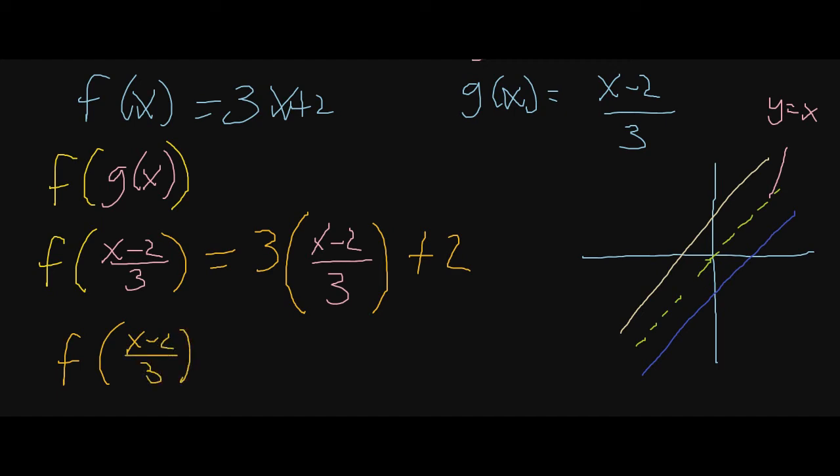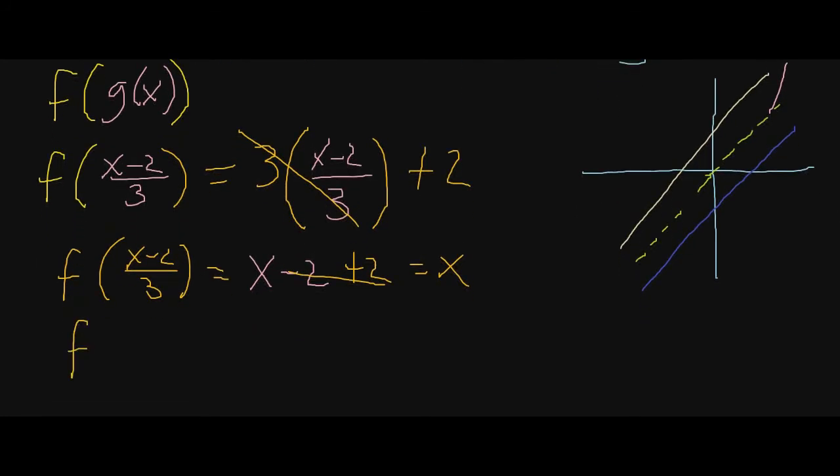So over here we're going to get f of x minus 2 over 3 is equal to, well, what's 3 divided by 3? Well, 3 divided by 3 is just 1, so that's gone. So we get x minus 2 plus 2. Like before, I want to keep it the same colors. x minus 2, then we get plus 2. All right, well, what's minus 2 plus 2? Well, that cancels. So we just get x.